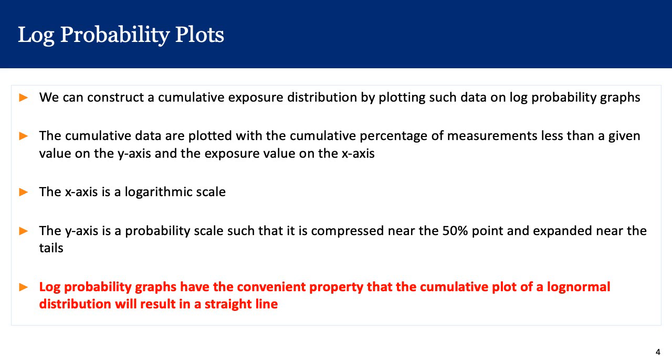But we obtain the cumulative data, and you plot the cumulative percentage of measurements less than a given value on the y-axis and the exposure value on the x-axis. The x-axis is logarithmic, and the y-axis is a probability scale that is compressed near the 50th percentile point and expanded near both the tails. And one very important and very useful property of such log probability plots is that if the distribution of data are log normal, then your cumulative plot is going to be a straight line.